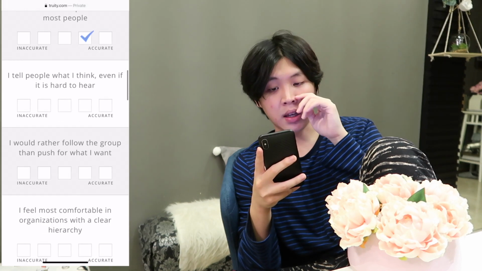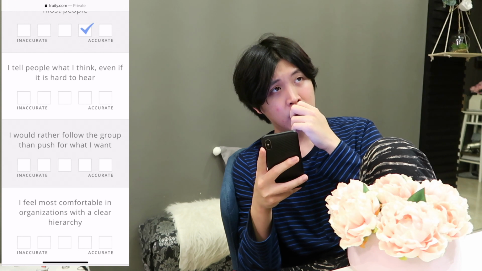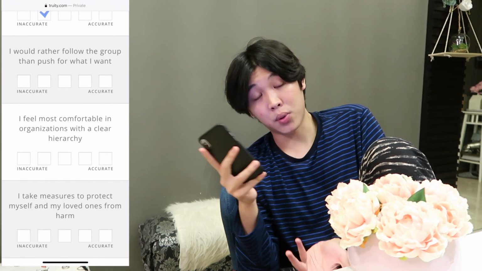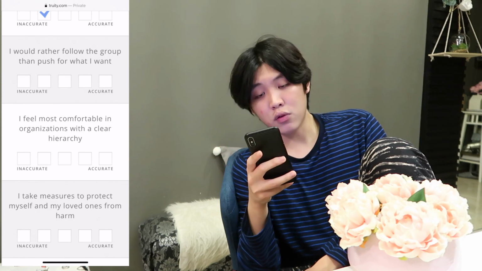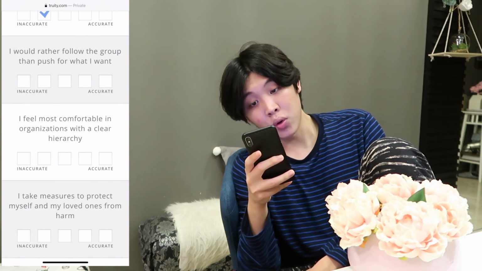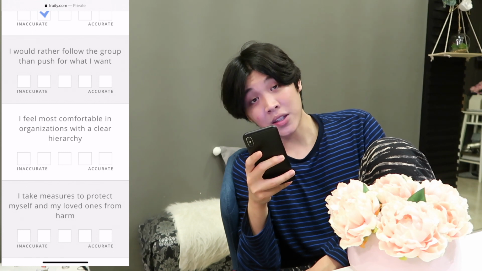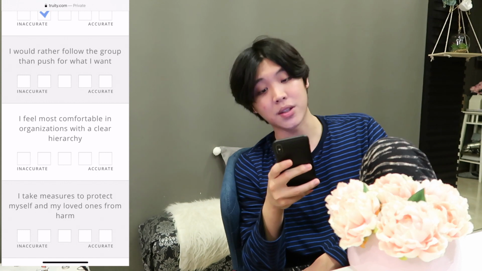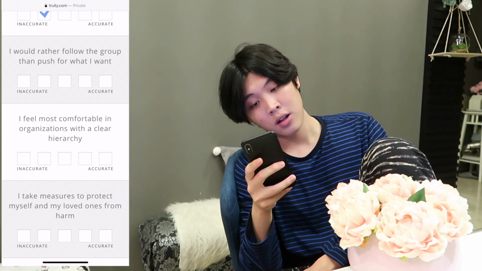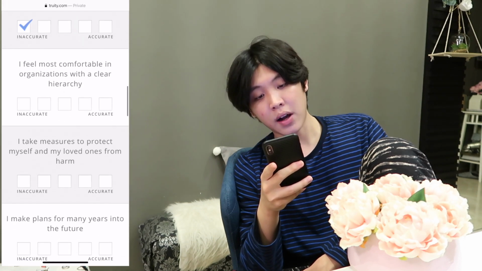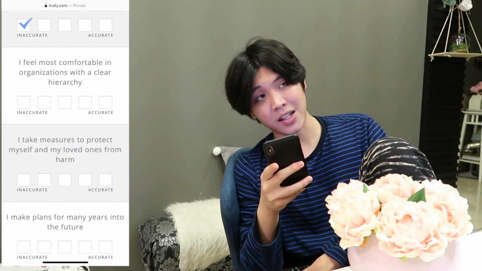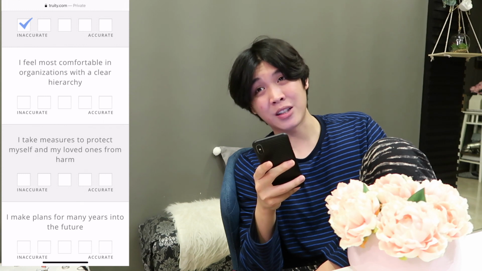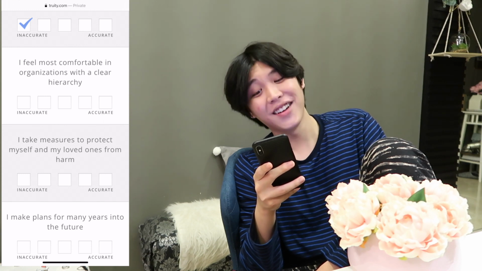I tell people what I think even if it is hard to hear. Not really, unless it is something that is really important. If not, I'll probably just keep it to myself. I would rather follow the group than push for what I want. If there's something that your boy wants, you'll literally go all out, 150%, to get it. So, strongly inaccurate. I feel most comfortable in organizations with a clear hierarchy. I honestly really hate organizations that are really authoritative.